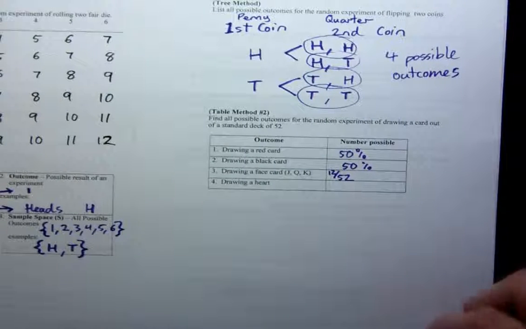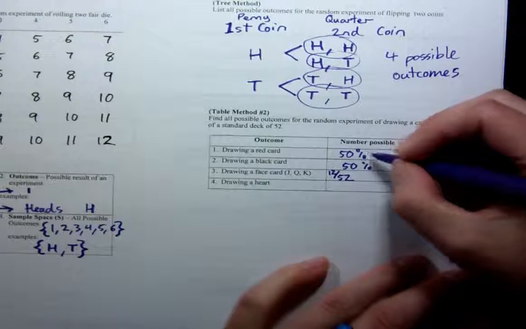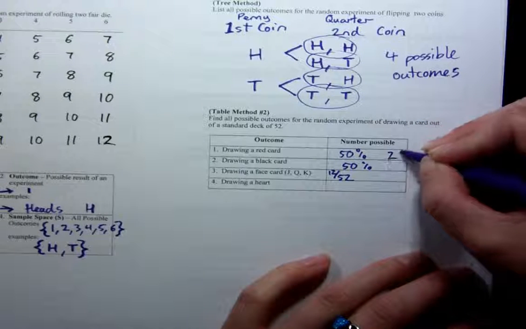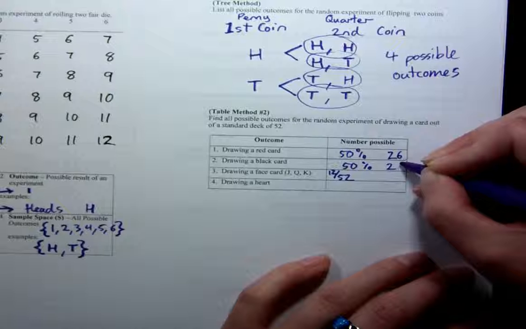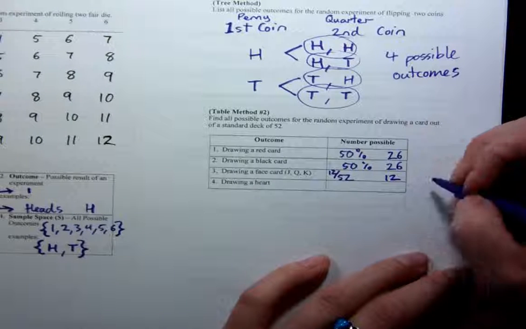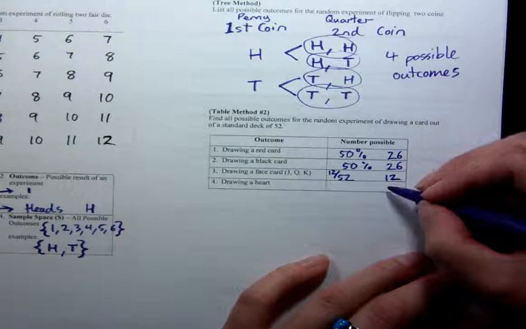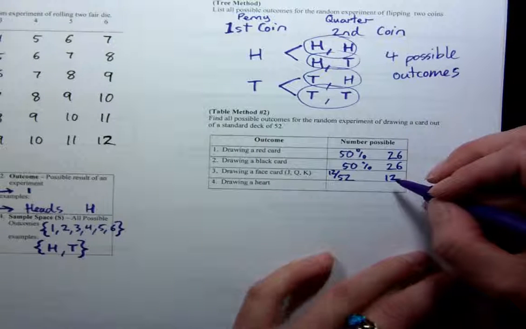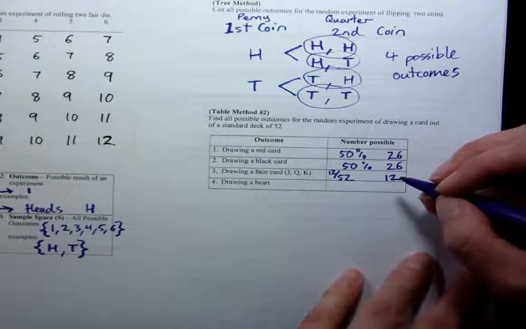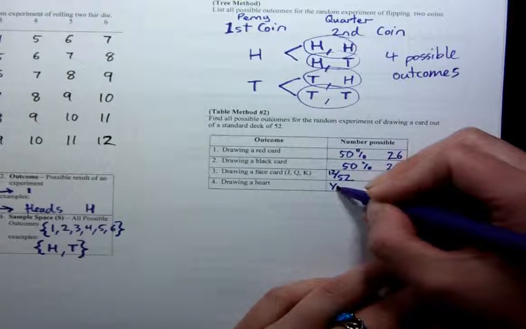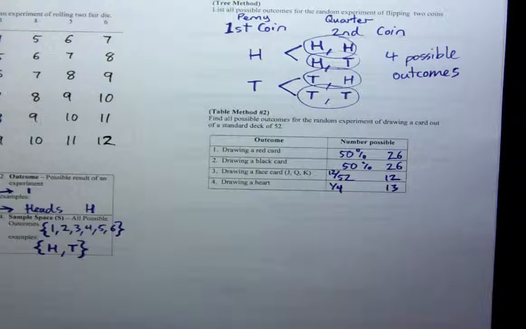Oh, is it even asking us? It's not asking us for the probability. It's asking us number possible. So number possible, there's 26 black, 26 red, 12. How many hearts are there? Do you guys remember how many hearts there were? 13, yeah. So the probability becomes 1/4. Bless you.